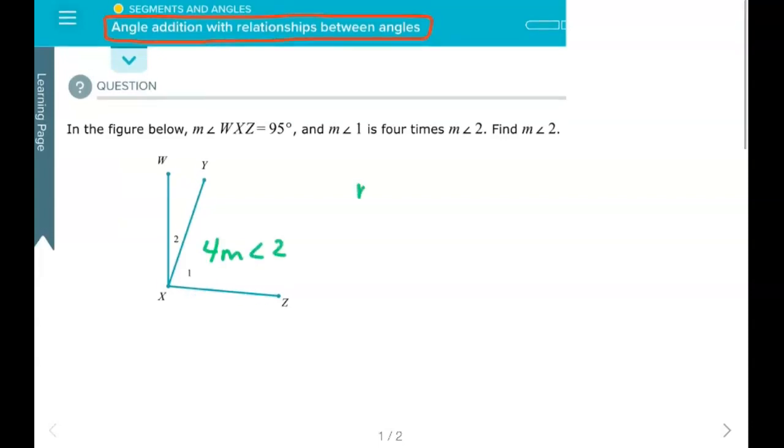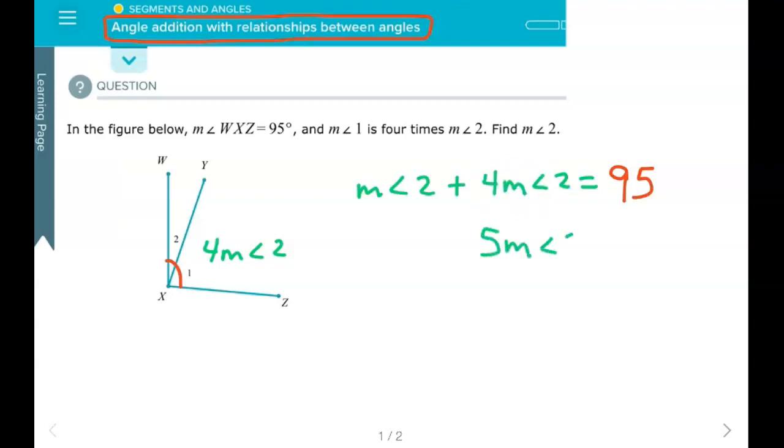So the measure of angle 2 plus the measure of angle 1, which is also 4 times the measure of angle 2, is equal to the big angle, which is 95 degrees. Now, one of these measures of angle 2 plus 4 of those measures of angle 2 is 5 measures of angle 2, and that's equal to 95 degrees.